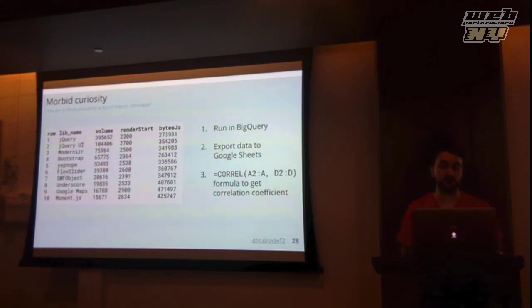I don't know. Let's try to aggregate all 100 libraries and see what we can find in the correlation methods. When you run queries on BigQuery, you can export the data into a Google Sheet. And they give you a nice way to get the correlation coefficient. So we will do that. And this is what we get.